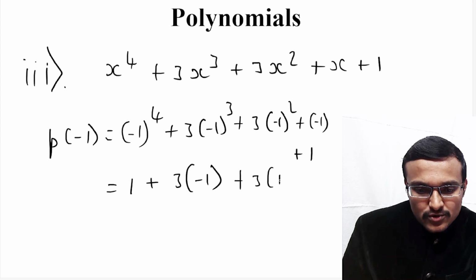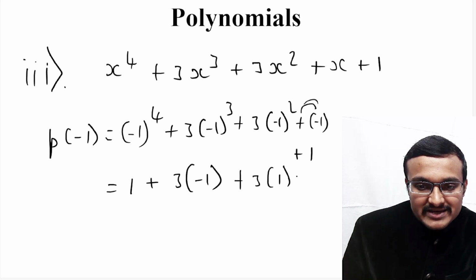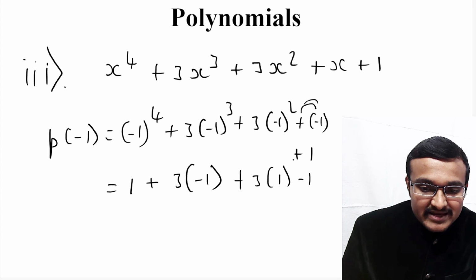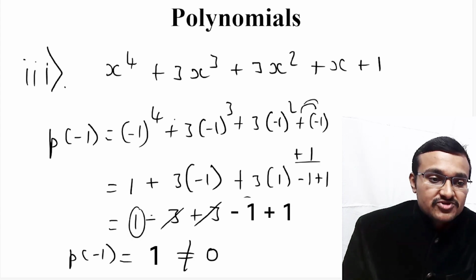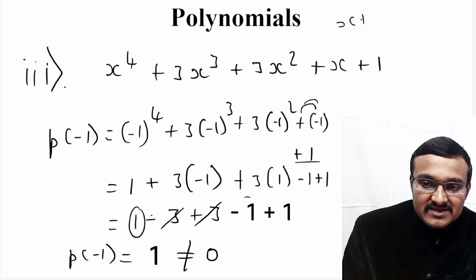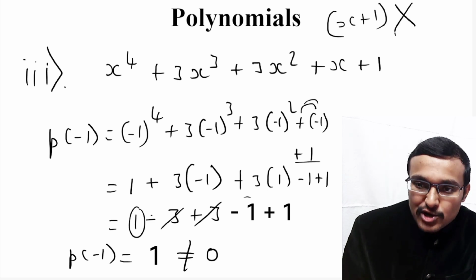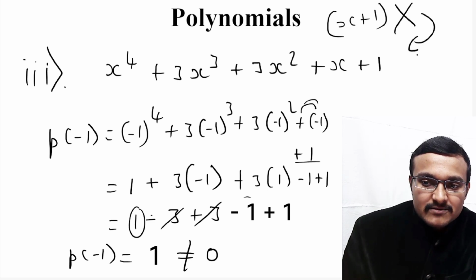So 3 into 1, here plus and minus is there, so plus into minus is minus, so minus 1, and at last you have plus 1, which is not equal to 0. So that means x plus 1 is not the factor of this particular polynomial.